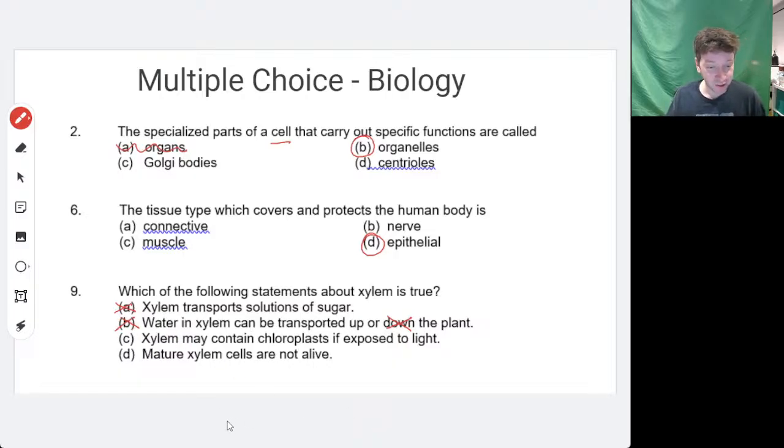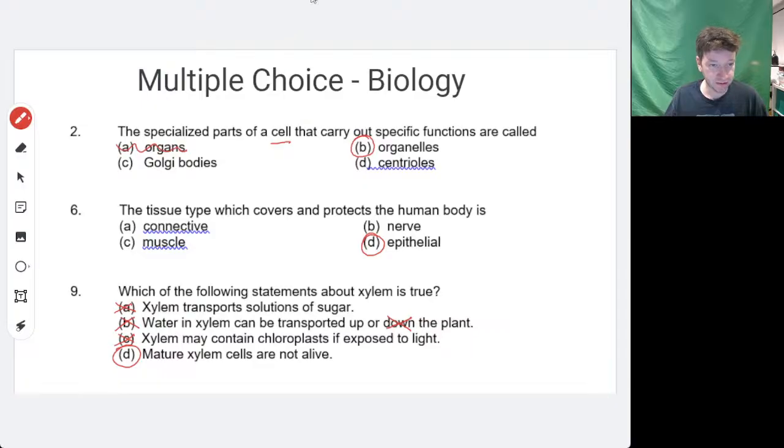Xylem may contain chloroplasts if exposed to light. Nope, you don't magically create chloroplasts just because you're exposed to light. Mature xylem cells are not alive. Yes. You get new xylem every year. That's what creates the rings in your trees.